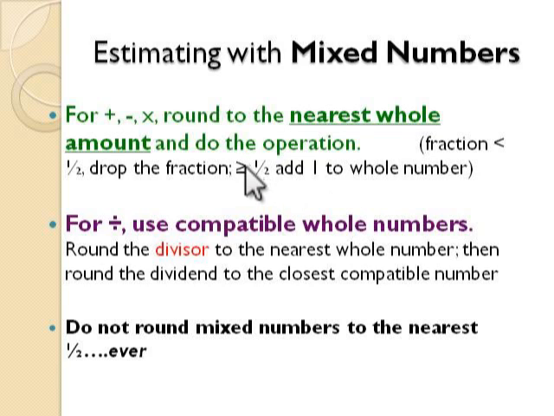If the fraction is a half or bigger, we would add 1 to the whole number. If we had 3 7/9, that would round up to 4. The only exception with the mixed numbers is division, because we need to use compatible numbers when we're estimating. Because remember, the whole point of estimating is to be able to do it mentally. So we would want to round the divisor to the nearest whole number, then find the closest compatible dividend to divide with. All right, happy estimating.